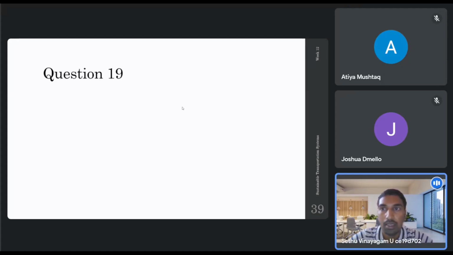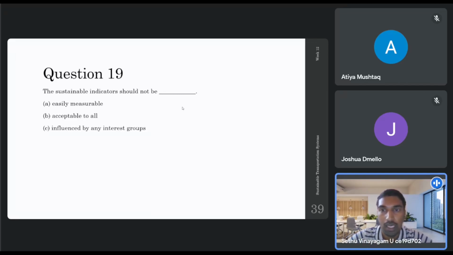Okay, question number 19: the sustainable indicators should not be dash. The options are easily measurable, acceptable to all, influenced by any interest groups, and easily understandable.